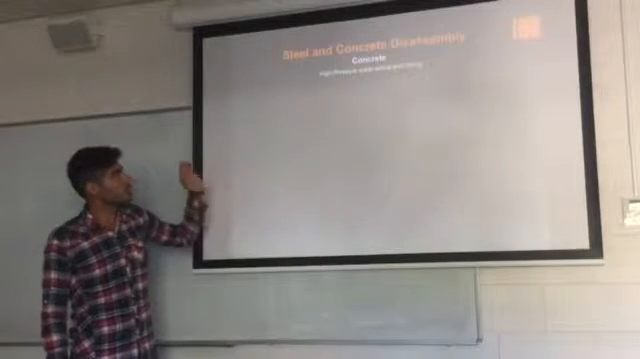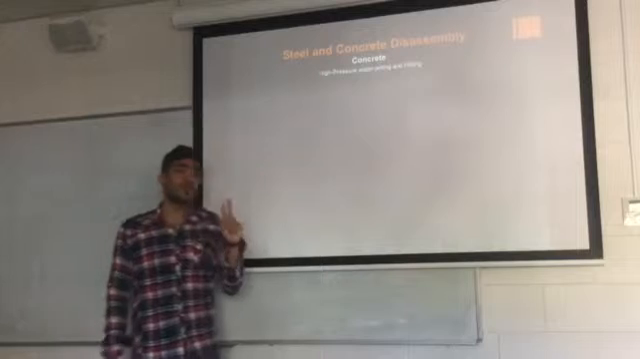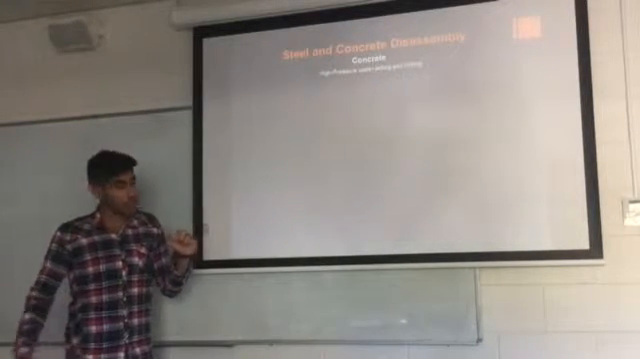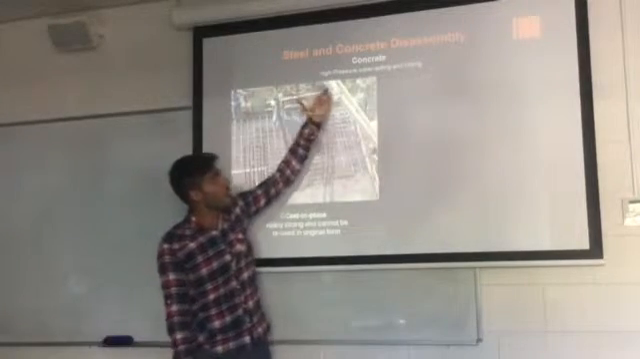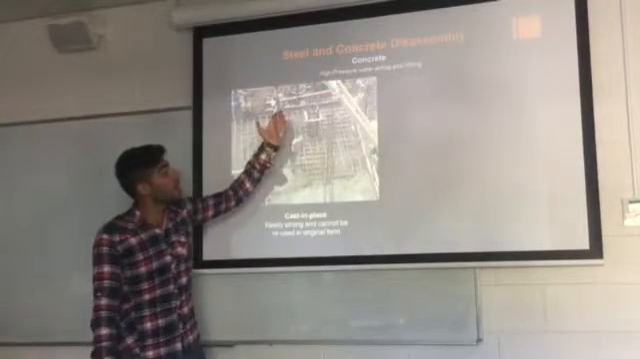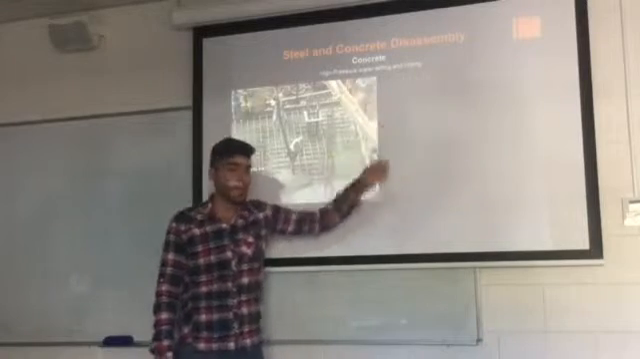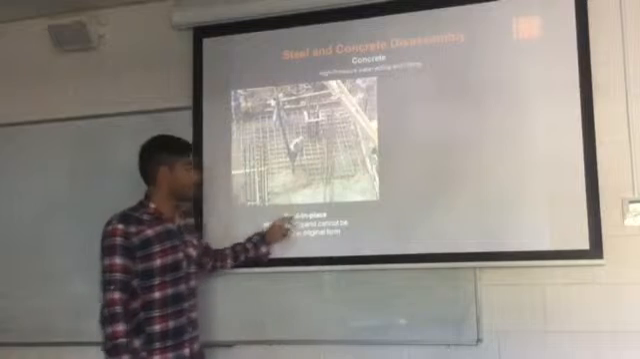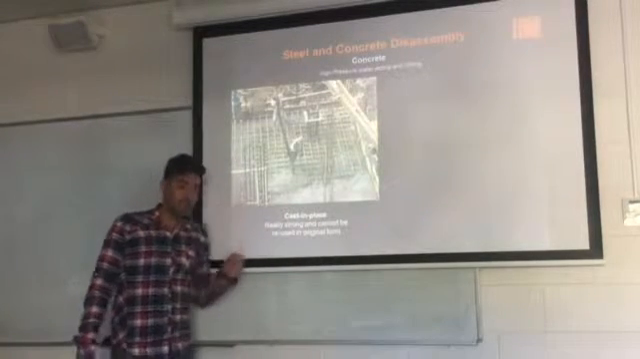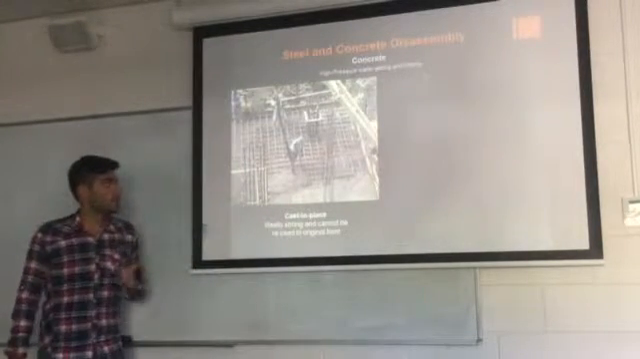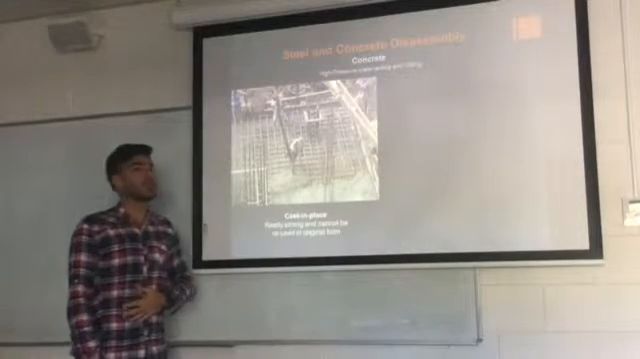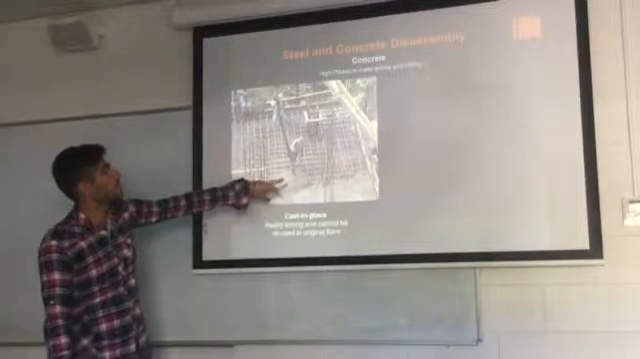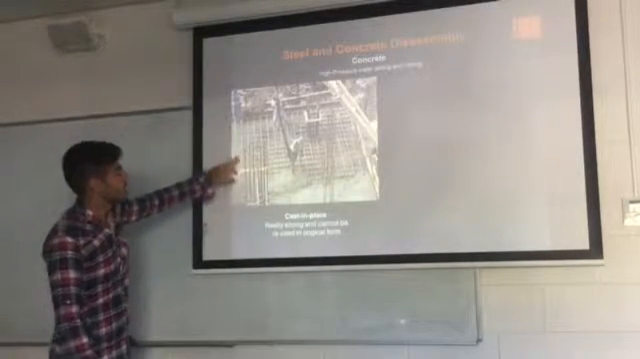The next slide is about concrete. We have two different methods for the disassembly of concrete. One is high pressure water jetting, and heating. And we also have two different types of concrete. Cast in place concrete is really strong, is not movable, and cannot be reused in its original form. As you can see in this picture, it is really strong, and this part is the foundation of a structure.